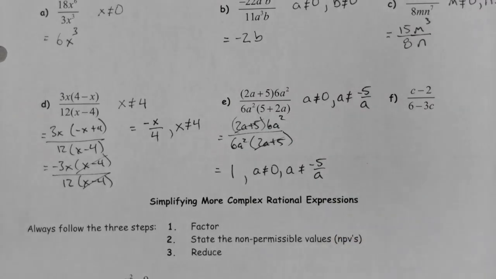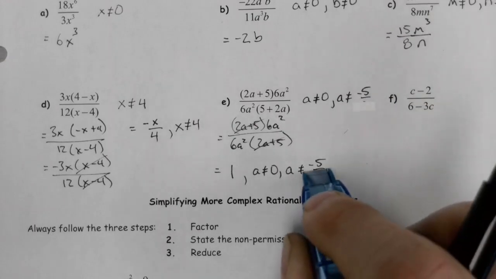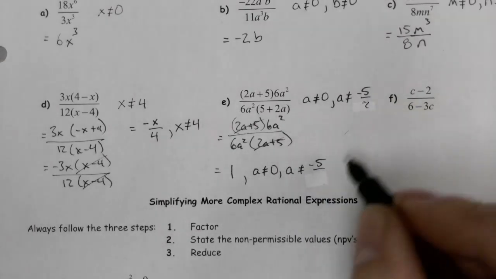Whoops. Oh, shoot. Actually, I wrote it up here, too. Sorry, that was supposed to be 2. I don't know why I did that. That's supposed to be 2. That's supposed to be 2.